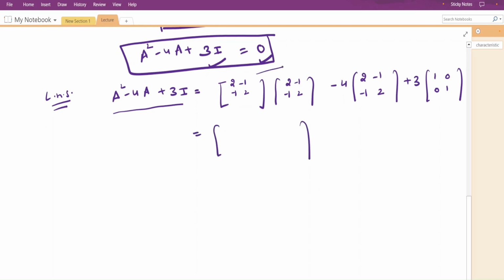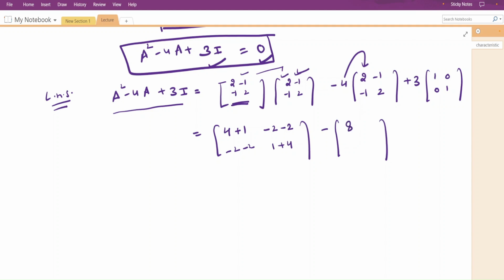Let me multiply these two matrices. It will be 2 into 2 is 4, and minus 1 into minus 1 means plus 1, right? In the first row and second column, that will be minus 2 and minus 2. The second row and first column will be minus 2 minus 2. The second row and second column will be 1 plus 4, right? And minus 4 times the matrix, so it will be 8, minus 4, minus 4, 8, and plus 3 times the identity, so it is 3 0 0 3.